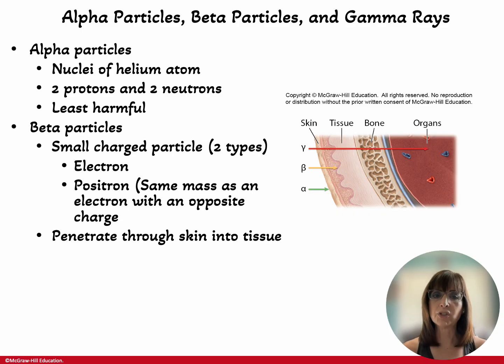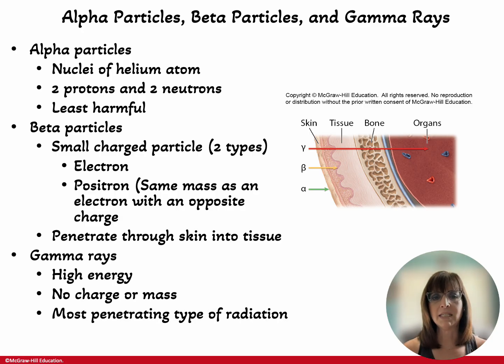Beta particles, again, there's 2 kinds. They're just a small charged particle. The beta particle normally is an electron, but the positron has the same mass as an electron, which is negligible. It really doesn't have a mass, but it's a positive charge. And again, beta particles can penetrate through skin, into tissue. It can go through paper, but aluminum foil does stop it. And maybe this is why some people who belong with conspiracy theories wear the tinfoil hat.